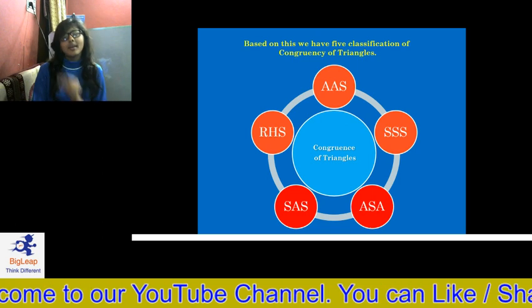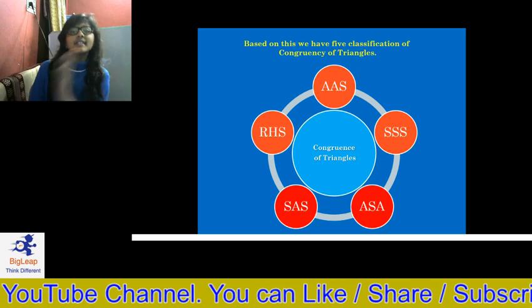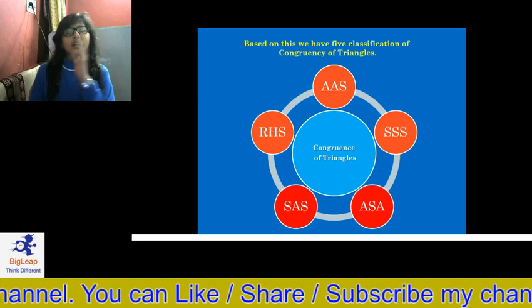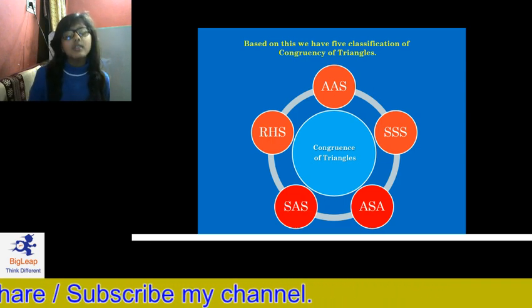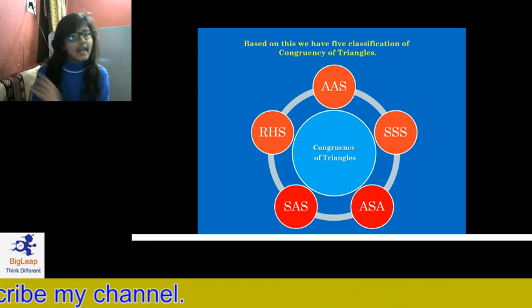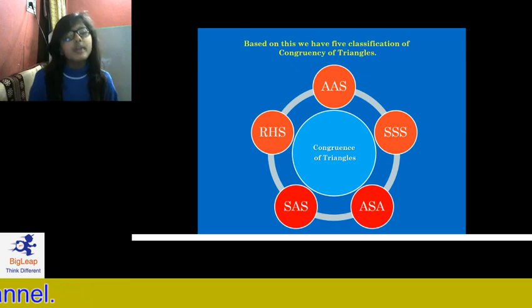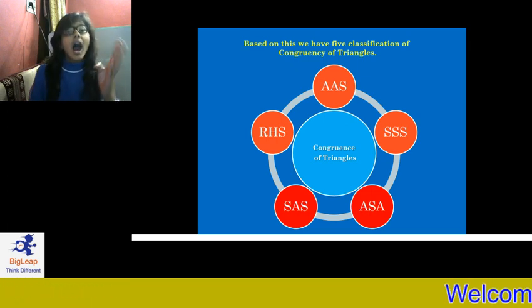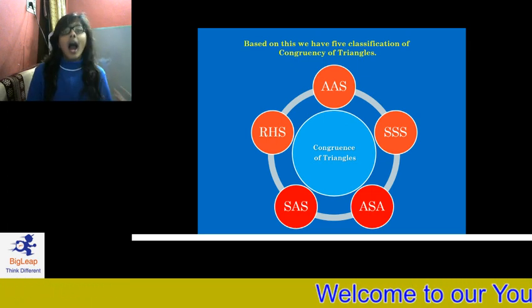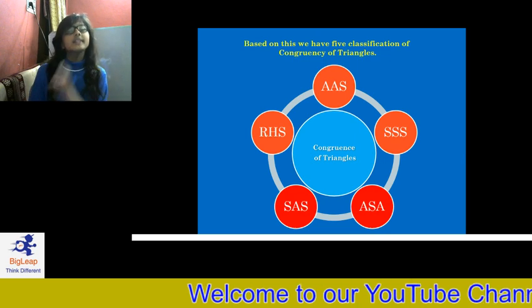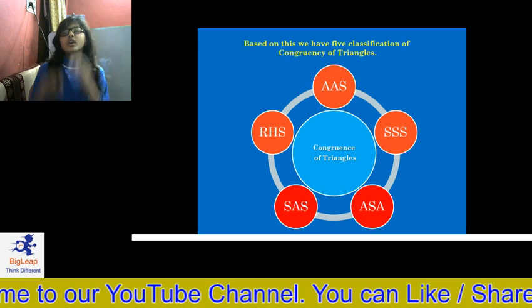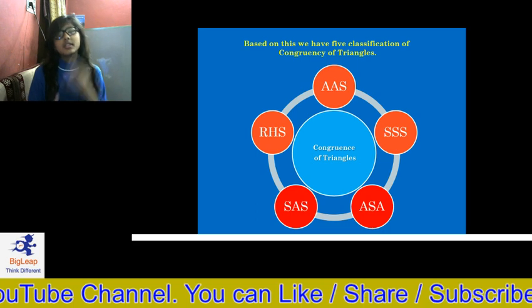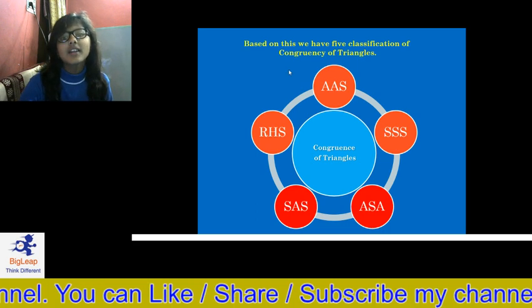First among them is SSS, the side side side congruency rule. Then comes ASA, the angle side angle congruency rule. Third one is SAS, the side angle side congruency rule. Fourth, RHS, the right angle hypotenuse side congruency rule, and AAS, the angle angle side congruency rule. So these are the 5 classifications. We'll look at them further.